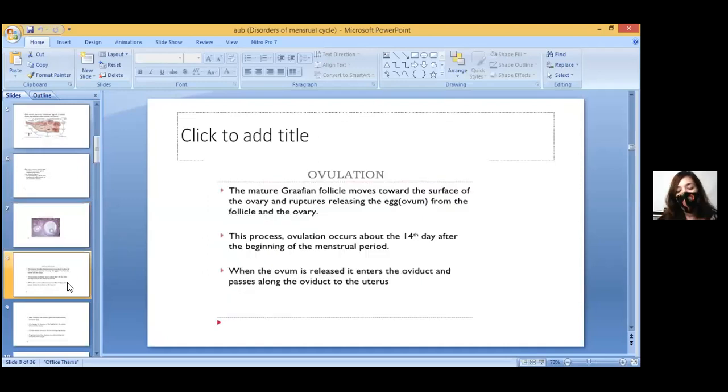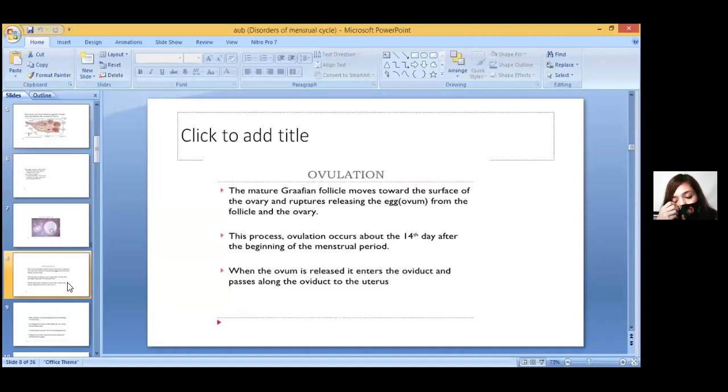The mature Graafian follicle moves towards the surface of the ovary and ruptures, and it releases the ovum from the follicle and the ovary. This process is called ovulation. Usually in a regular cycle, ovulation occurs on the 14th day of the cycle. The first day of the period is called day 1 of the cycle. If the cycles are of 28 days, then ovulation usually occurs on day 14 of the cycle.